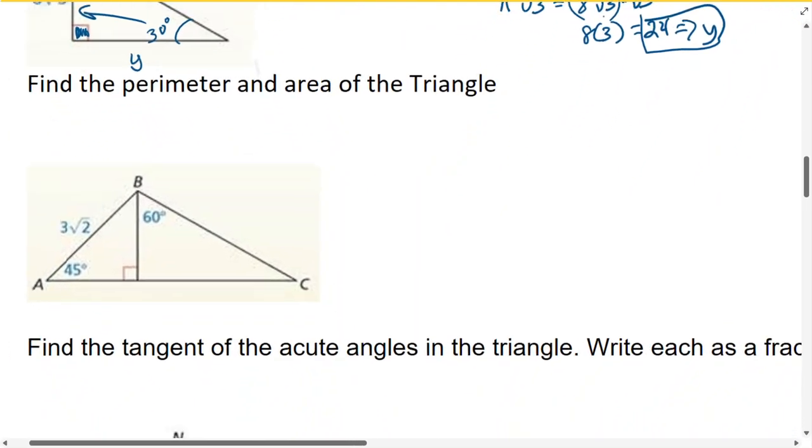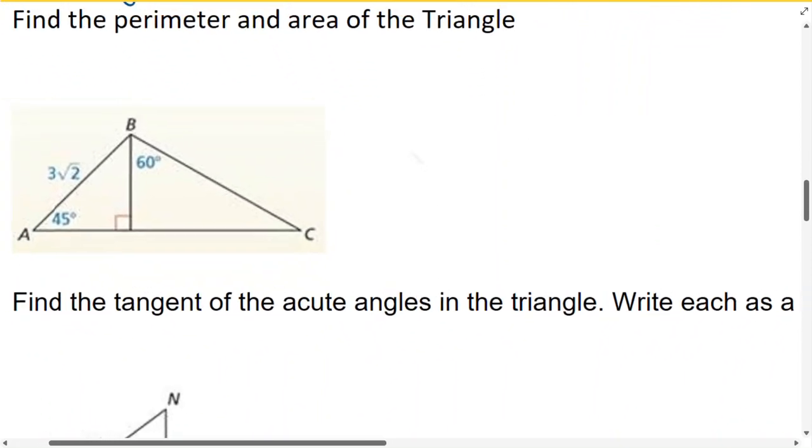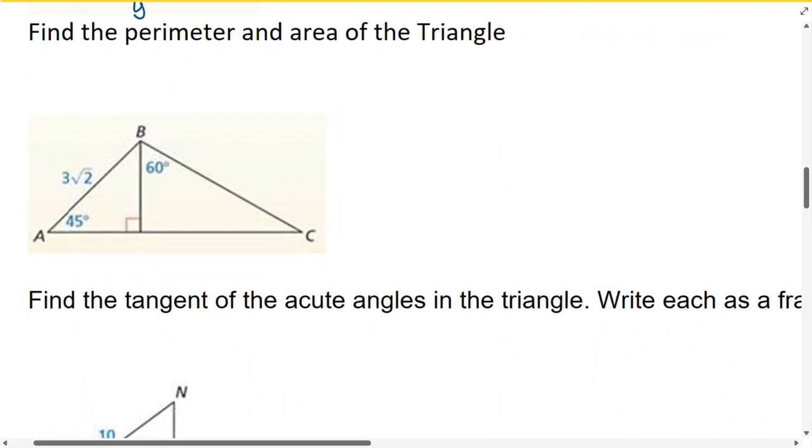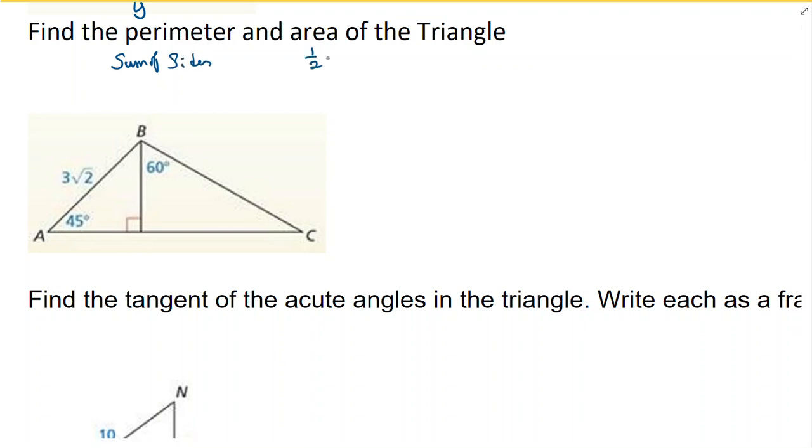Now, they're wanting us to use what we know about area and perimeter of a triangle. Perimeter is the sum of the sides. Area of a triangle is 1/2 base times height. So this is an interesting problem because we have a 30-60 special angle and we have a 45-45 special angle. Let's start with the 45-45 because we have some values given to us.